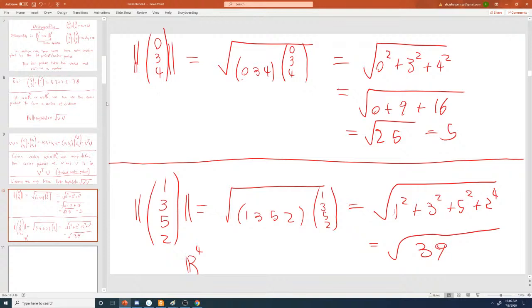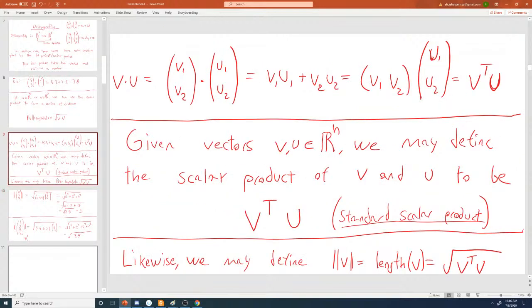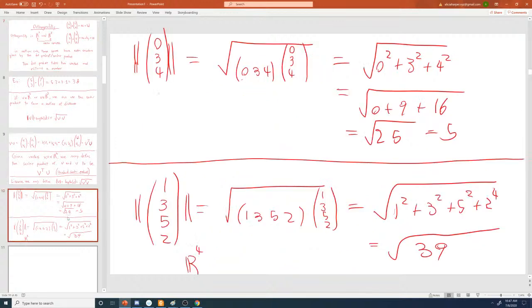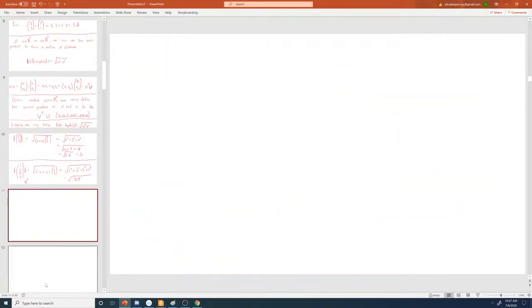So by using this standard scalar product, we're able to take our geometric intuition and our geometric constructions that we know about from R^2 and R^3 and import them to R^n. So with that in mind, why don't we review some of the ideas that you encounter in multivariable calc using this standard scalar product? Well, here is an important one.